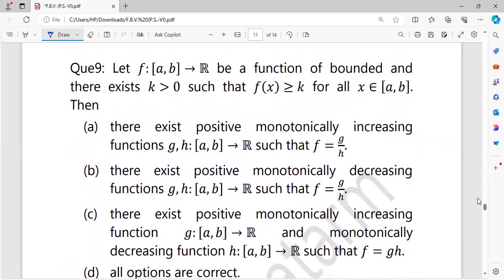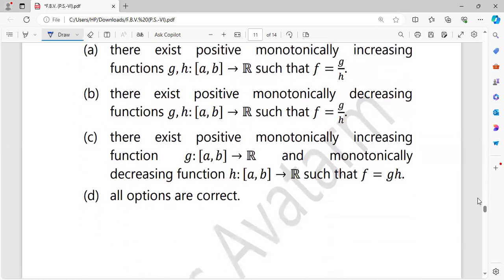Let f from the closed interval [a, b] to R be a function of bounded variation, and there exists k greater than 0 such that f(x) is greater than or equal to k for all x belonging to [a, b]. Then there exist positive monotonically increasing functions g and h such that f equals g by h. The second option: there exist positive monotonically increasing function g and monotonically decreasing function h such that f equals g times h. All options are correct. Okay, let's check.